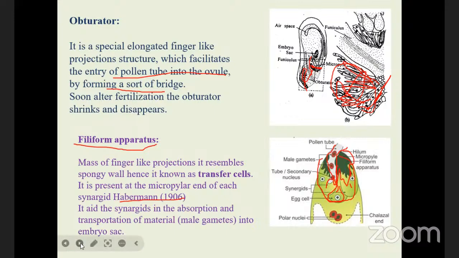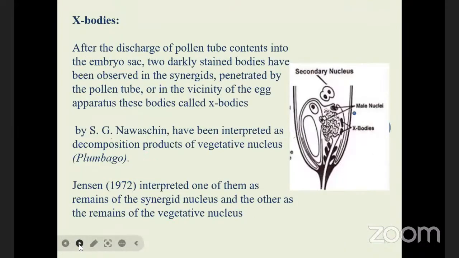These are two ovule structures, the obturators and the filiform apparatus. Obturators are at the micropyle, outside of the ovule, and the filiform apparatus is inside the ovule in the synergids. Okay, these two are helping in fertilization. You see, another one, the X bodies.